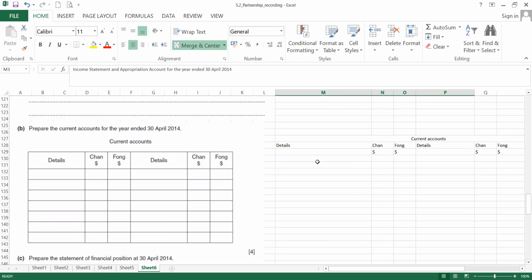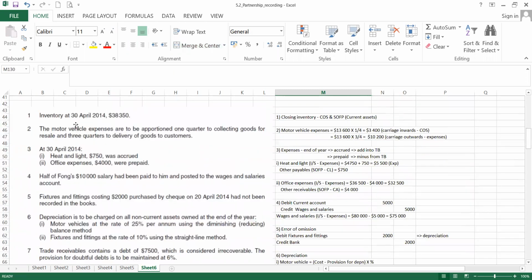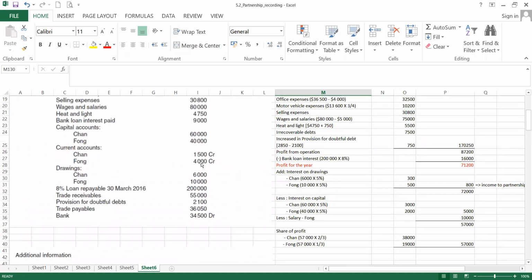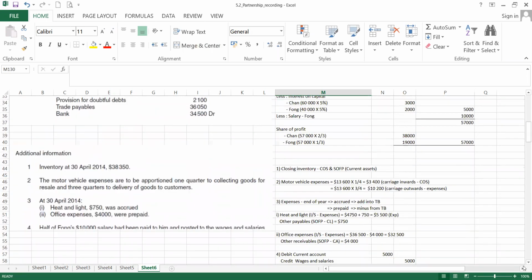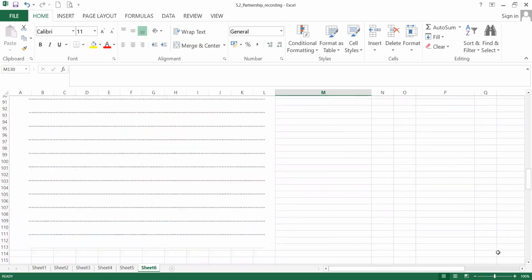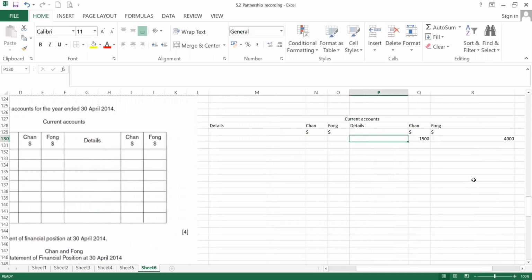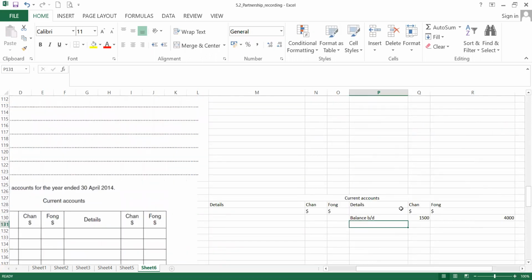So for the current account, we need to see the opening balance, whether it is on the debit side or the credit side. Both are on the credit side, 1,500 and 4,000. In this question, there is no need to put the date, so we ignore the date because they didn't give a date column. Just put balance brought down, 1,500.